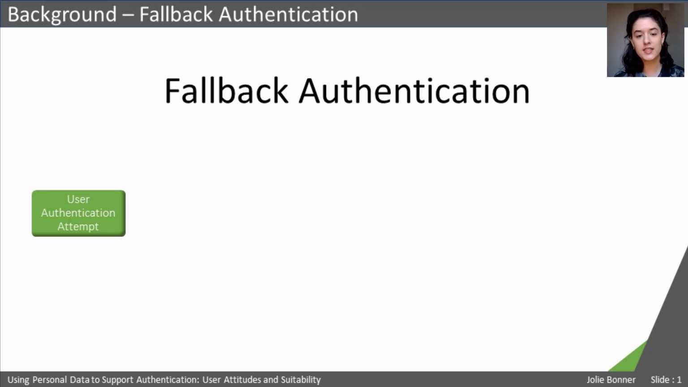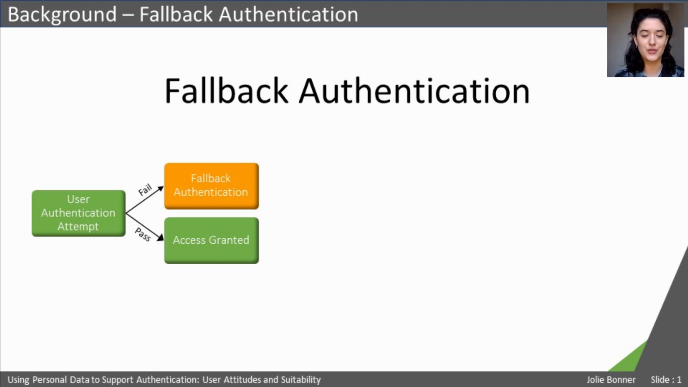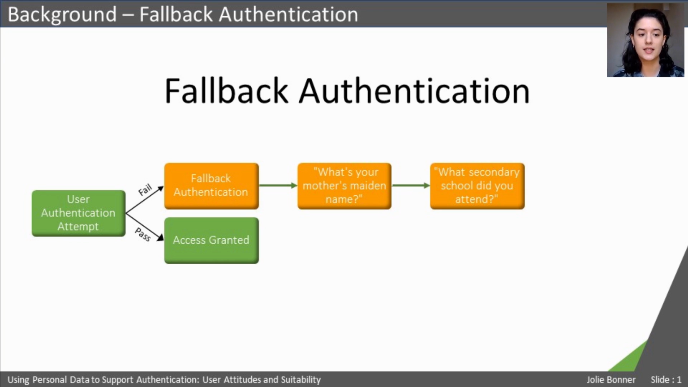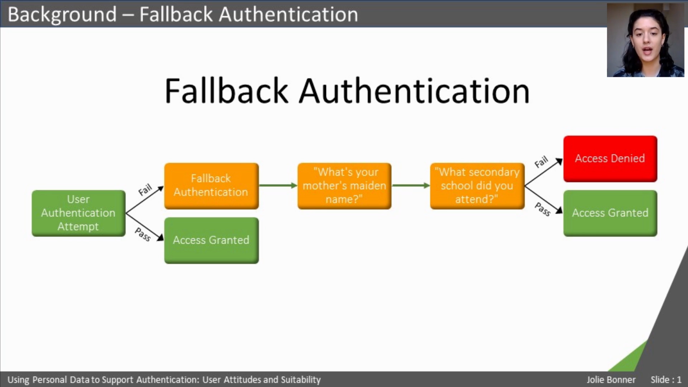So the use of personal data for digital authentication does exist. Its use is most apparent in fallback authentication. This is a type of authentication that occurs when the primary authentication fails, normally a user forgetting their password. And it happens through questions like, what's your mother's maiden name or which secondary school did you attend? These questions, though, are often guessable by people close to the user, or their answers may be publicly available on the internet, particularly through social media sites.